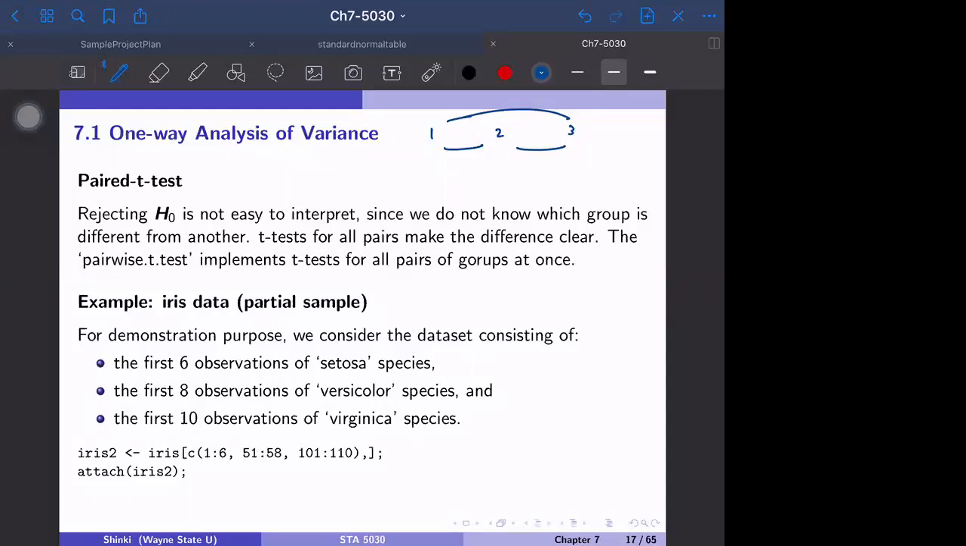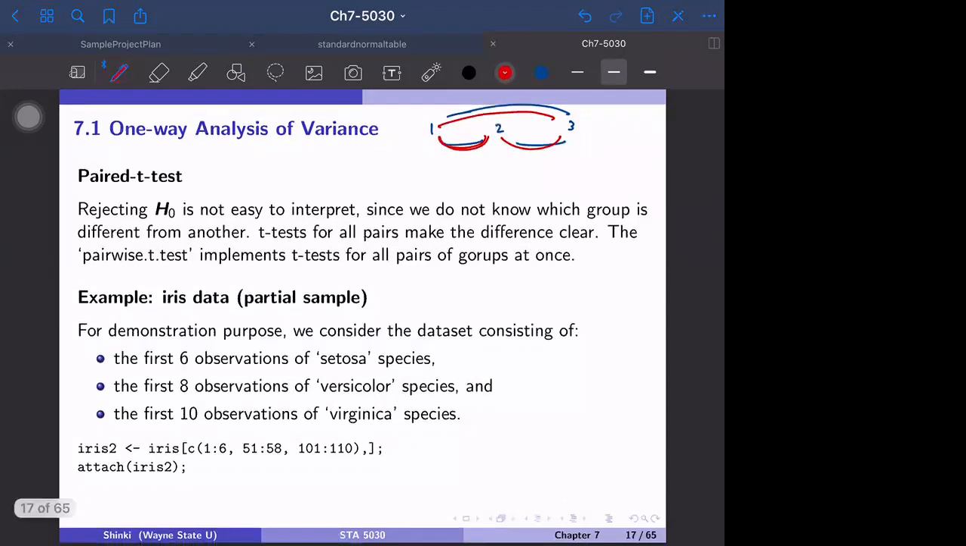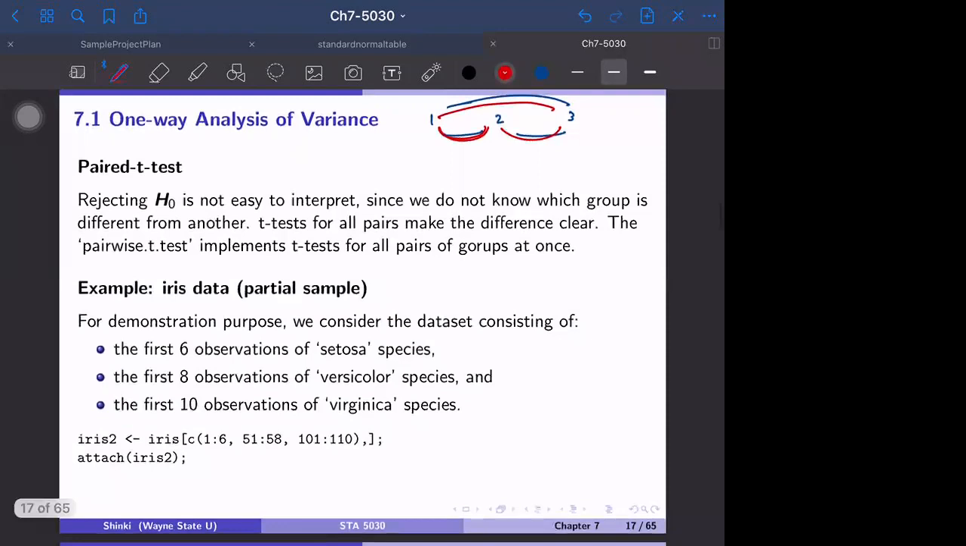So a clearer way to test is the pairwise comparison. It's a little more complicated, but at least it's much easier to interpret: 1 versus 2, 2 versus 3, and 1 versus 3. So we try this, and there are several functions to do this conveniently.